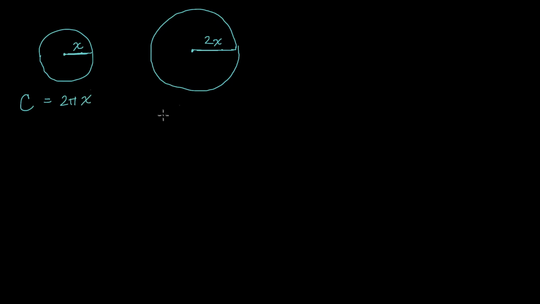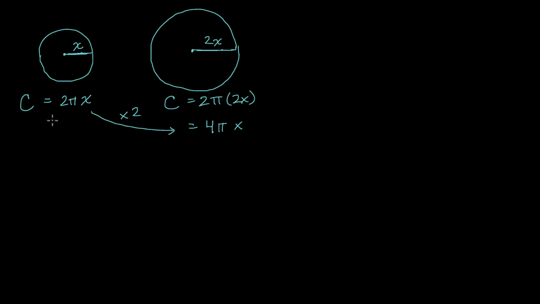Well, what's the circumference here? Well, once again, the circumference is equal to 2 pi times the radius, but this time the radius is 2x. So the circumference is equal to 2 times pi times 2 times x, which is the same thing as 2 times 2 times pi times x, or we could write it as 4 pi x. So we see here that this circumference is twice as large as this one. To go from 2 pi x to 4 pi x, you have to multiply by 2. So you double the radius, it doubled the circumference.